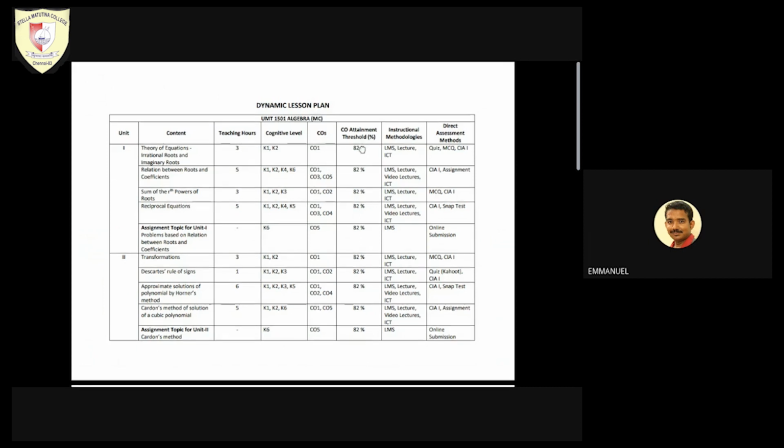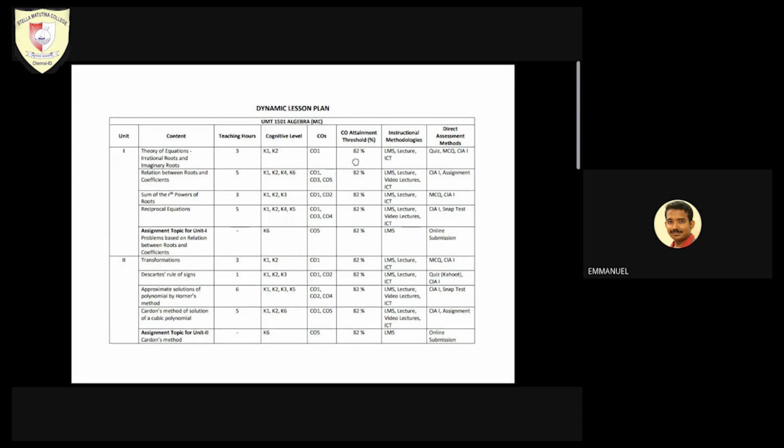Now this is what I was talking about, the CO attainment threshold. This is up to the course faculty or professor to fix. It may be even 70 percent, 65 percent, or 80 percent. It is a benchmark or a cutoff which we are going to fix. We are not going to show this to our students. It is for our attainment calculation.